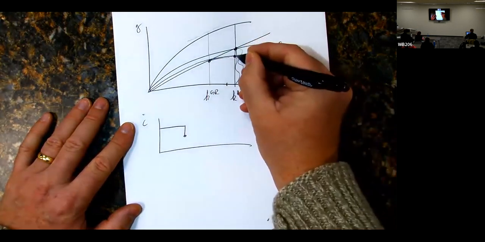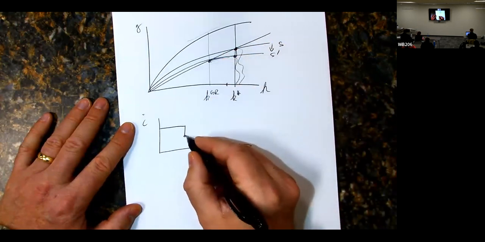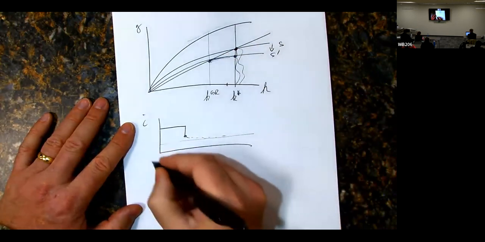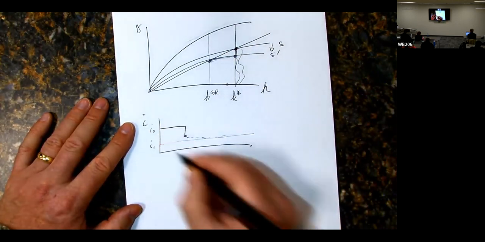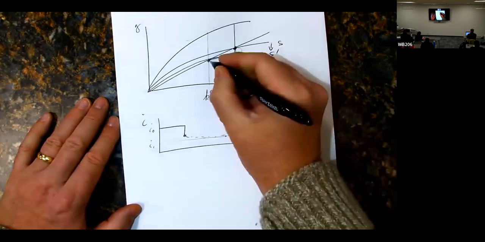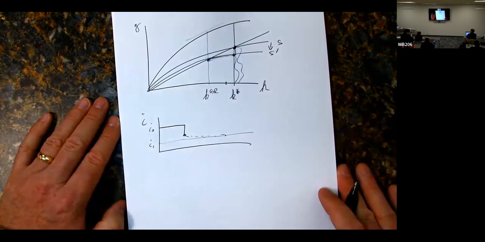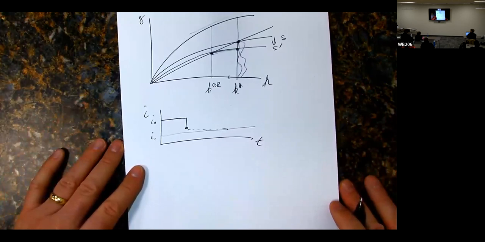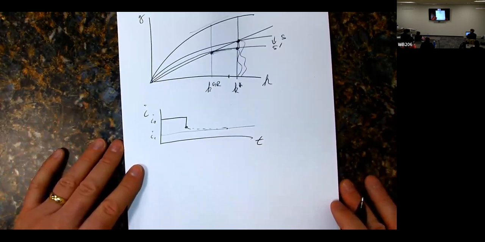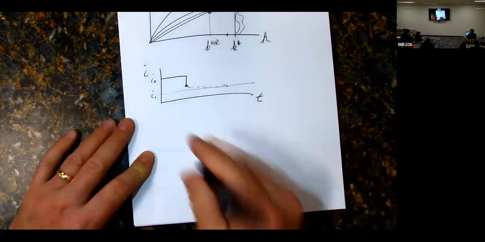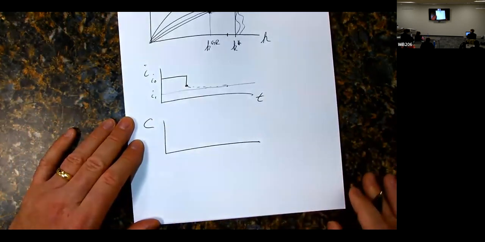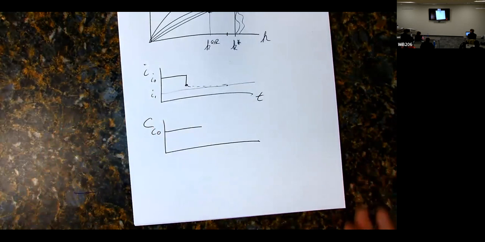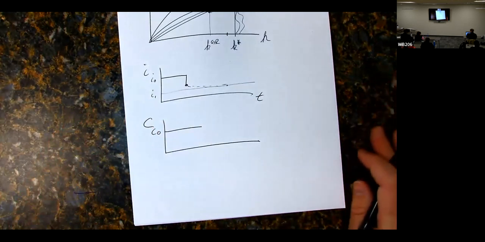You have this big drop, and then as we move towards the new golden rule, we asymptotically approach a new investment level that is consistent with the golden rule level of investment. So this is over time. Okay. What happens to consumption? We were in a steady state. How does consumption adjust over time?